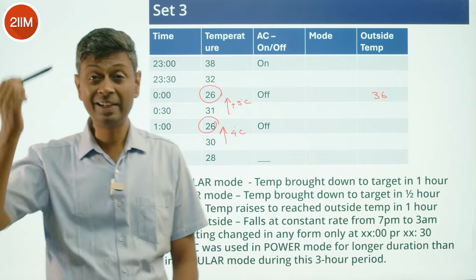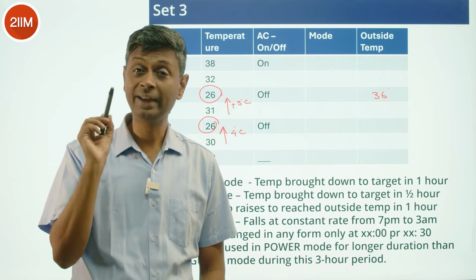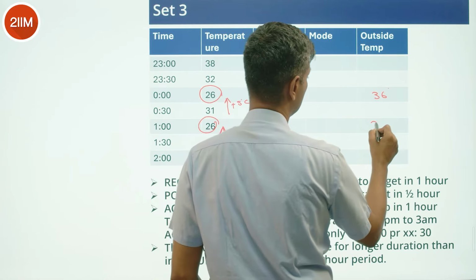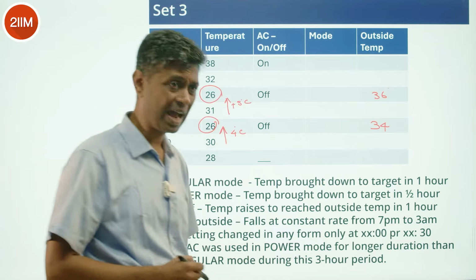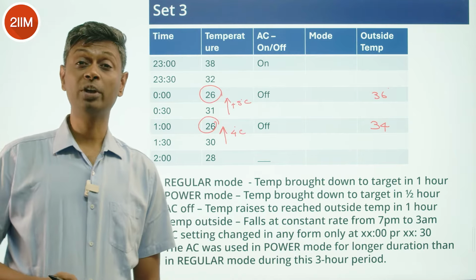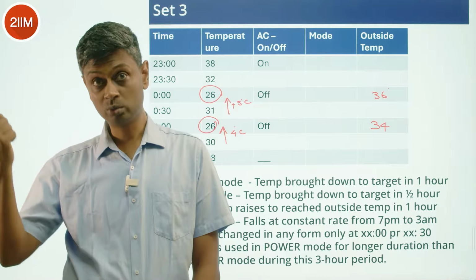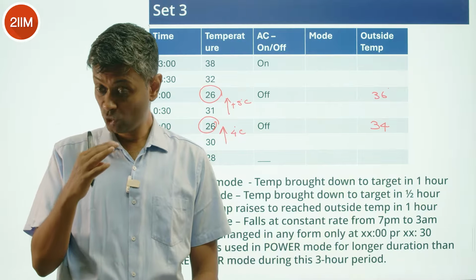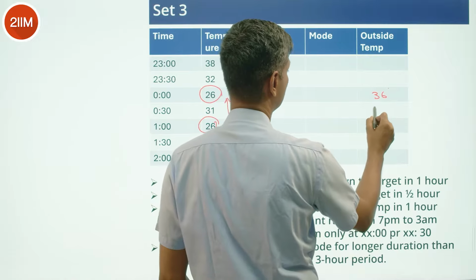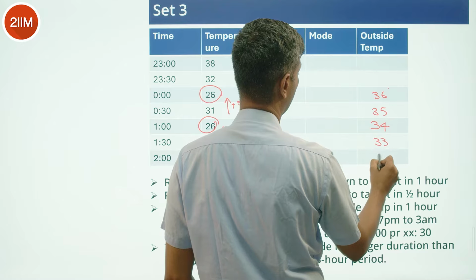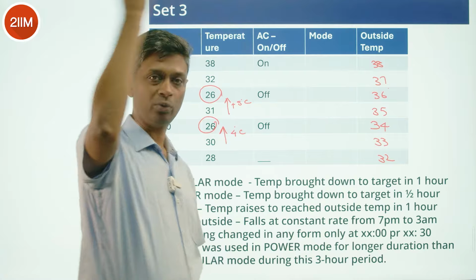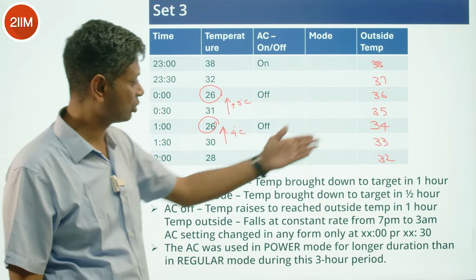So that means it's operating at an understood rate of 8 degrees per hour. That means the difference between this and external should have been 8, or external temperature at 1 o'clock exactly should have been 34. Now we've come to that point where it is beautifully mentioned that from 7 p.m. to 3 a.m. it uniformly falls. So 36 at 12, 34 at 1, 35 here, 33, 32, 37, 38, 39, 40, 41, 42 before that, all of that. And after this it goes to 31, 30.